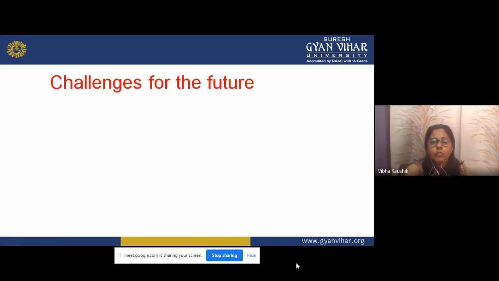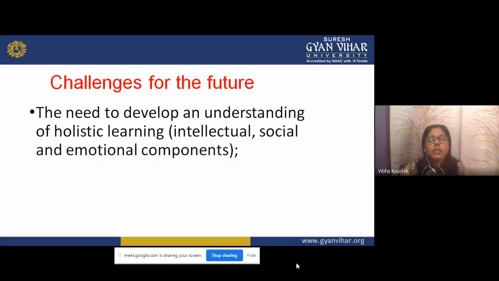Now, challenges for the future. The need to develop an understanding of holistic learning means we have to create a syllabus in such a way that the overall development of the learner can be made. Our syllabus should not focus only on the cognitive aspect of the learners. It should be designed in such a way that holistic learning of a learner can be possible.